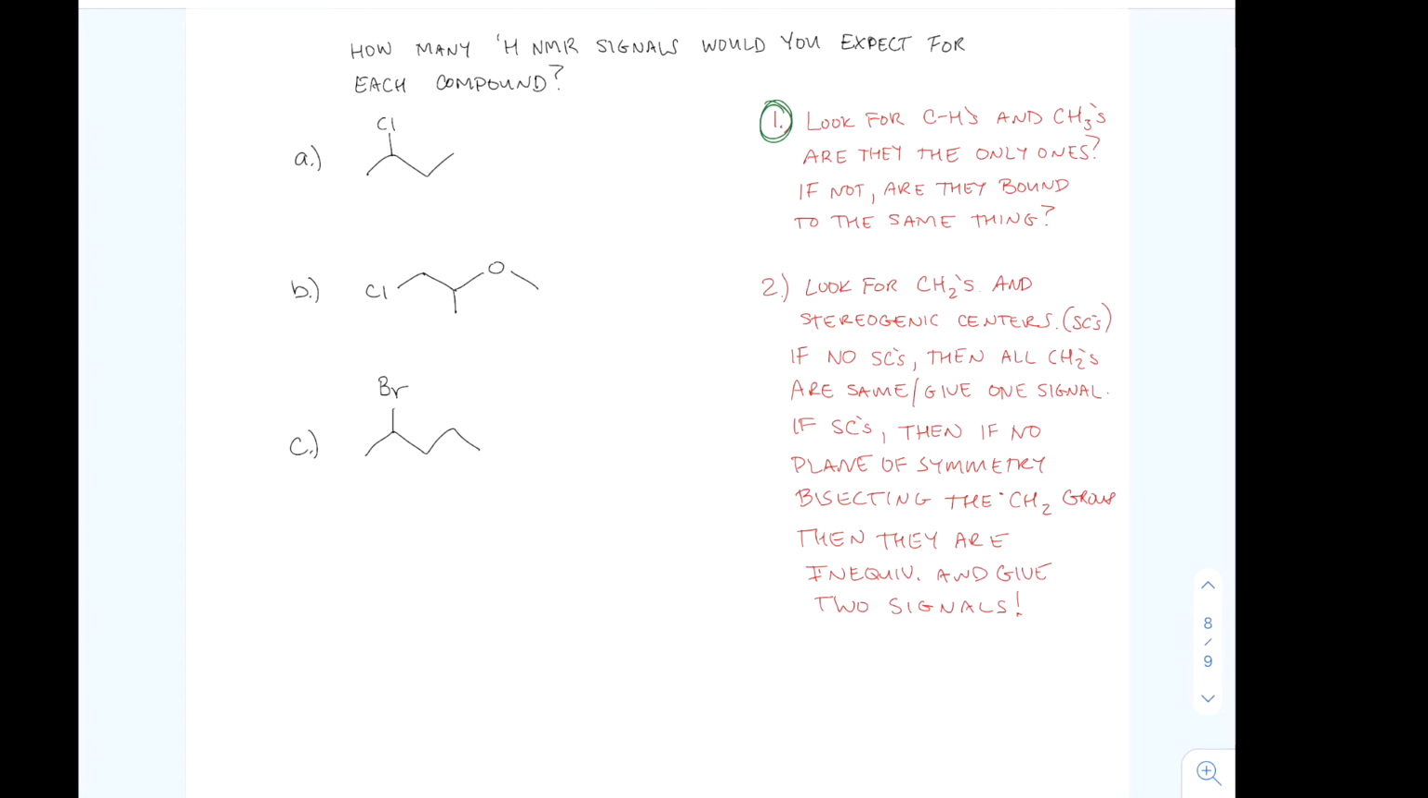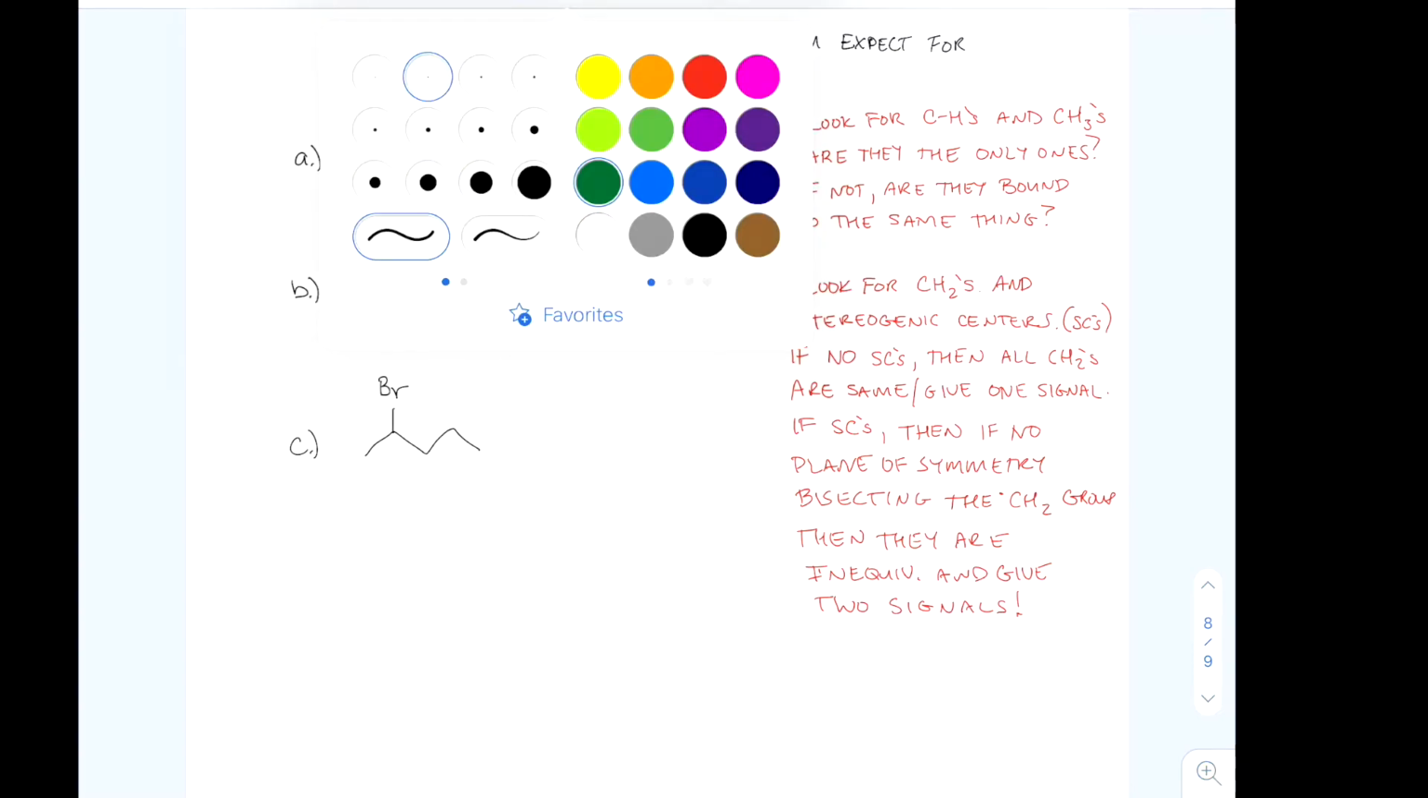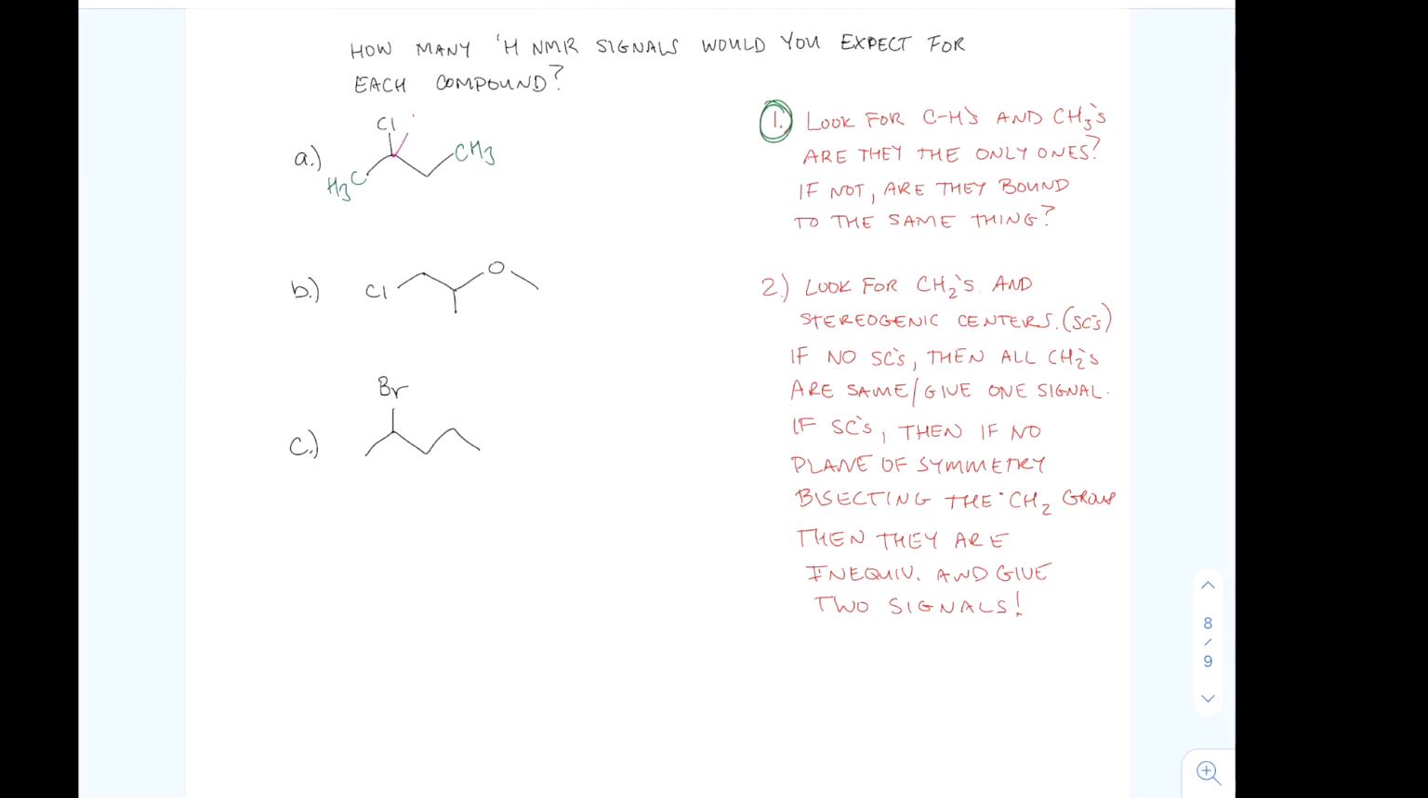Meaning, this right here is a CH3, right? So CH3, CH3. Now, we also have a hydrogen here. That's just a CH. This one happens to be the only one, right? And so that means that that's for sure going to be its own signal. Let me draw this as a different color. Okay, that is its own color.